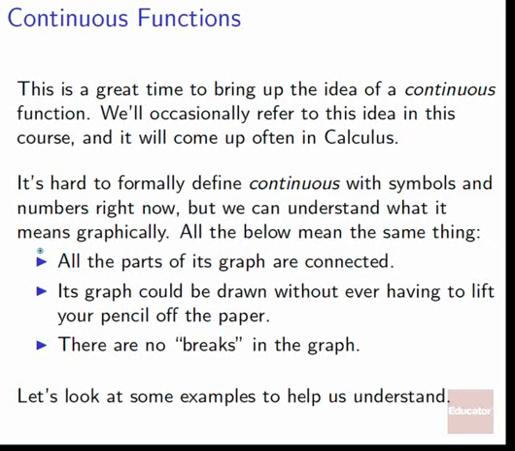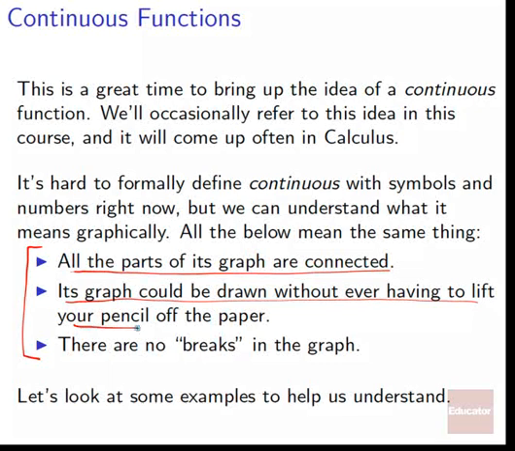All of these different things, all these three different ways of talking about it, all mean the exact same thing. So if a function is continuous, all the parts of its graph are connected. Its graph could be drawn without ever having to lift your pencil off the paper, and there are no breaks in the graph. These three things all mean the exact same thing, right? The parts of the graph are connected, means that there's no breaks, and if there's no breaks, then you could just put your pencil down and draw the whole thing without ever having to lift your pencil off the paper. Three different ways of thinking about it, but they all mean the same thing. The whole thing is connected. It is a continuous flow. It's this nice connected piece of information.